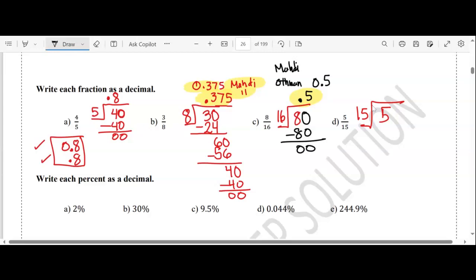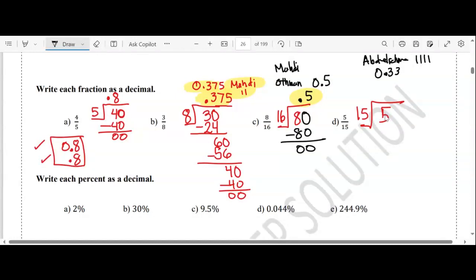Can you do the last one? Your name? Abdulrahman. What do you get, Abdulrahman? 0.33. Anybody else got the answer? Mahdi? Who else? Yazan? Who else? Your name? Hassan. Okay. Anybody else? 4 people got the answer.